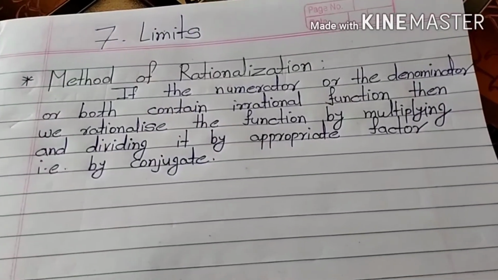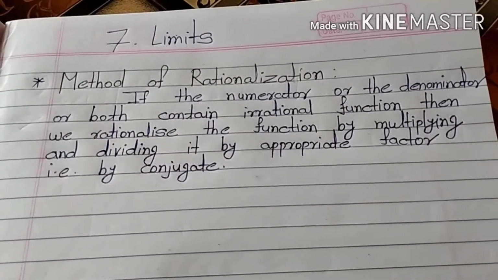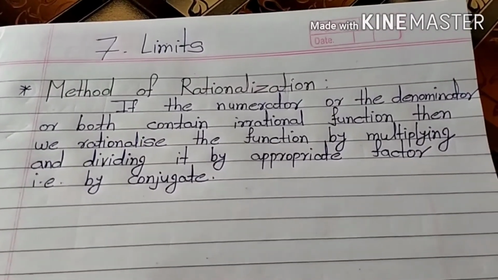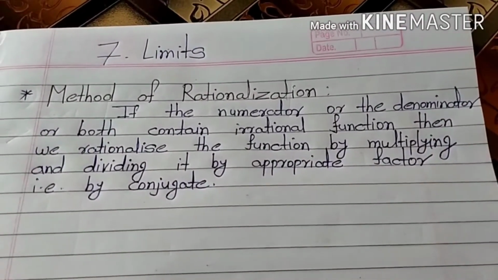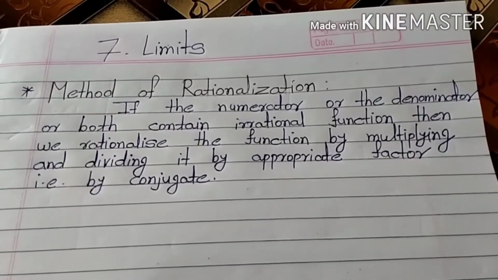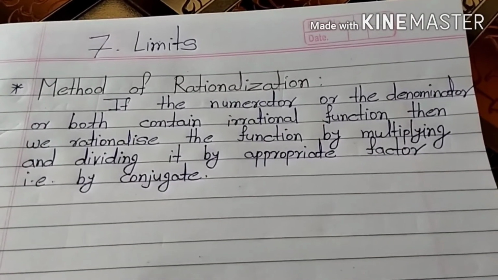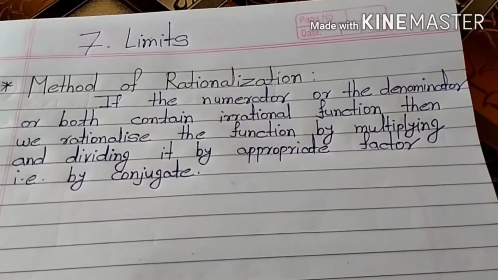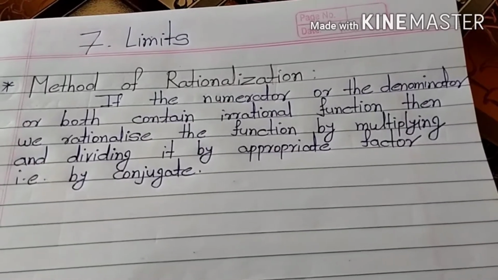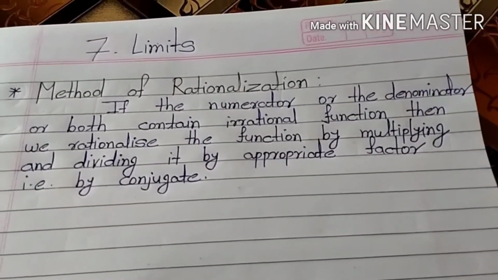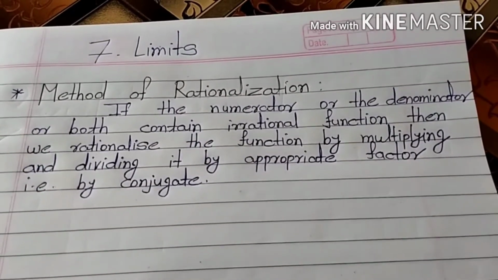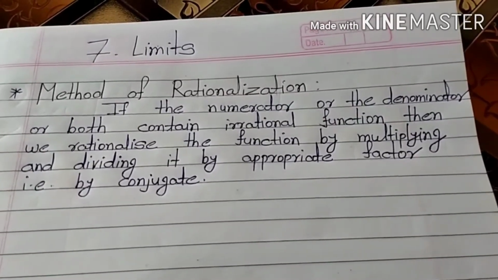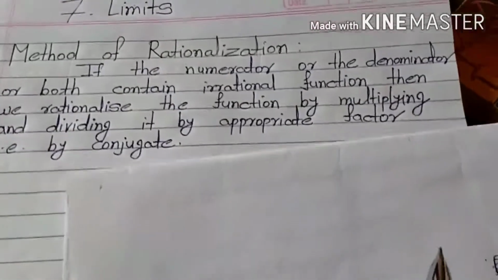Hello student, today we are going to start a new method, that is the method of rationalization. In this method, if the numerator or denominator or both contain an irrational function, that is a square root function, and the direct method fails to give the limit, then we rationalize the function by multiplying and dividing it by an appropriate factor, that is, we divide and multiply it by its conjugate.